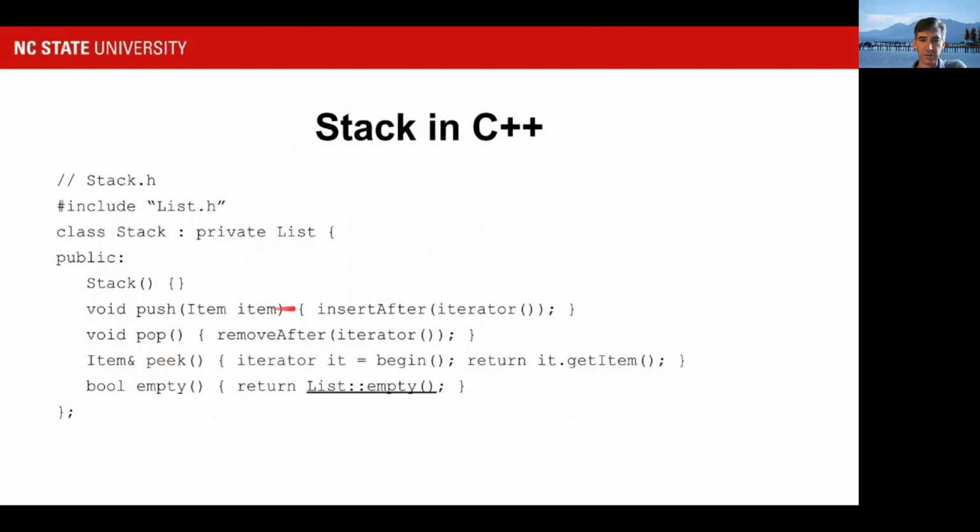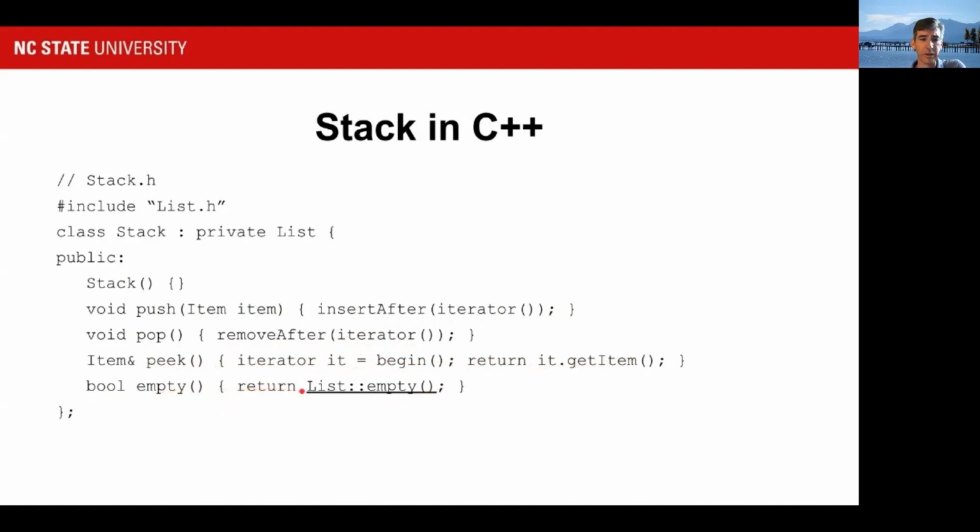And then to push onto a stack, I'm going to push, actually I have a little syntax error. There should be an item here. I want to insert after at the null iterator. So I'm going to insert after at the head. And then pop would remove after at the head. And then peek would just get the item at the head of the list. And just to recall, if I get the beginning iterator and ask for the item, this is equivalent to asking for the item at the head of the list.